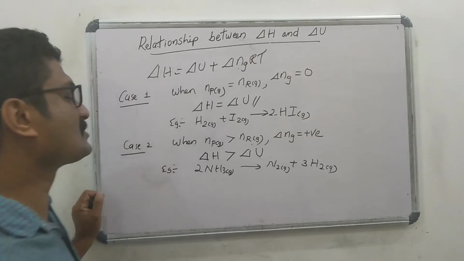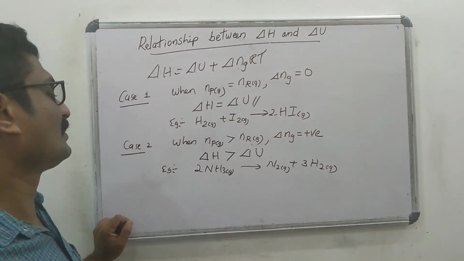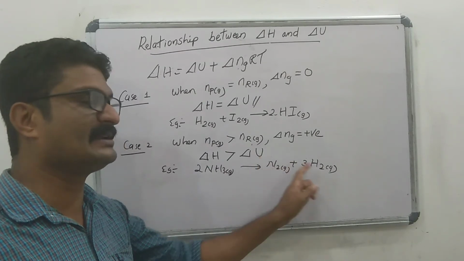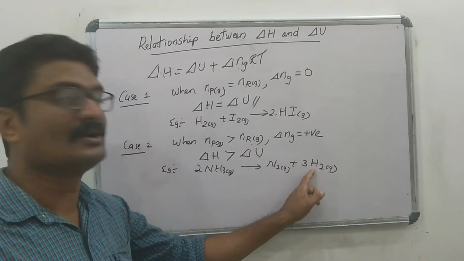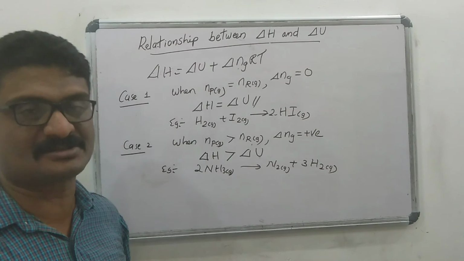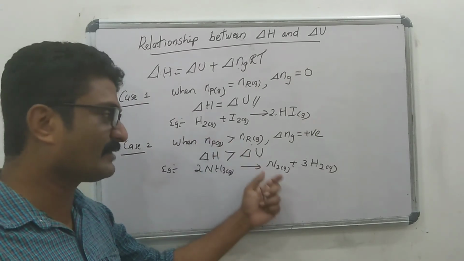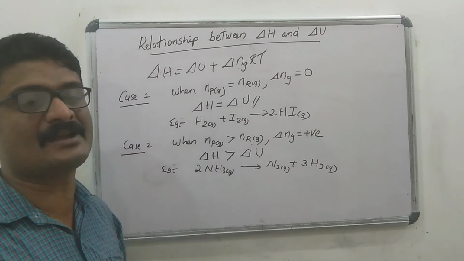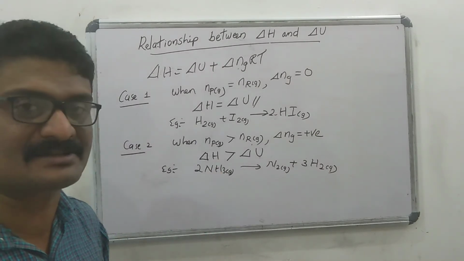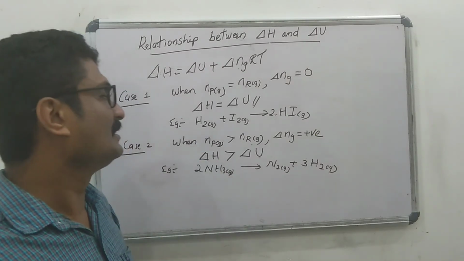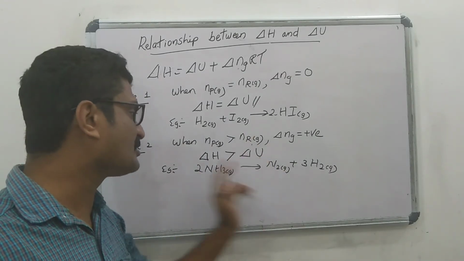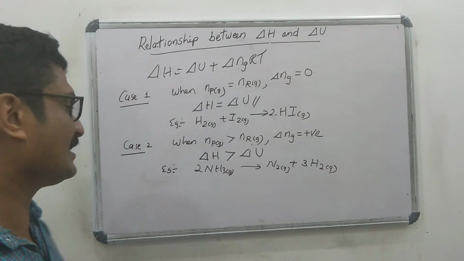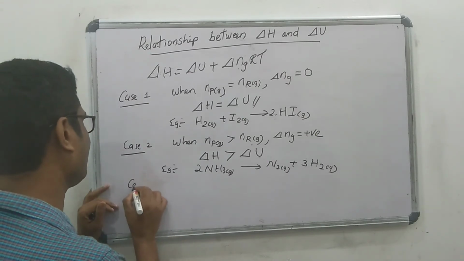Here the number of moles of gaseous product is 4, 1 mole of nitrogen and 3 moles of hydrogen, 1 plus 3, 4 moles, and number of moles of gaseous reactant is 2 moles. Then here we can say that the number of moles of gaseous product is greater than number of moles of the gaseous reactant. Then in this case, delta Ng is positive, then the value of delta H is greater than delta U.